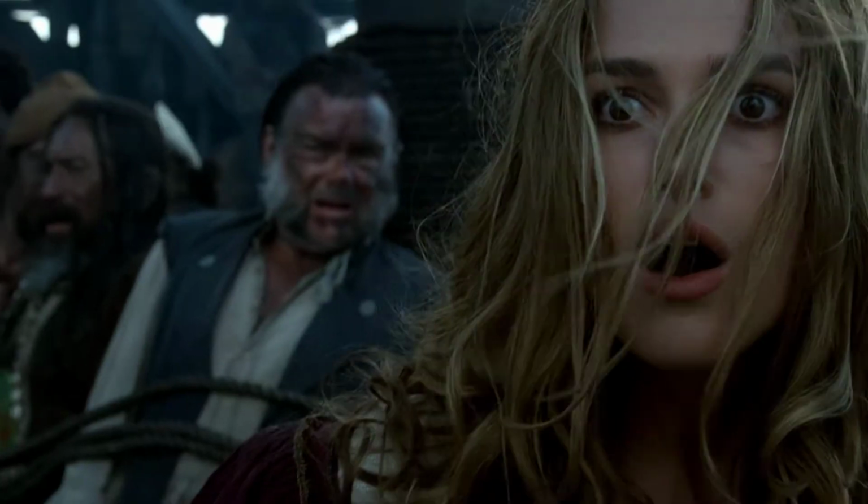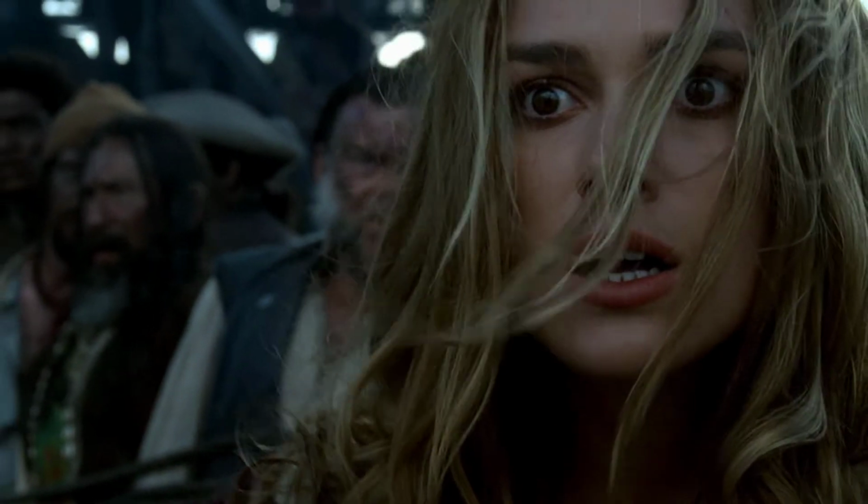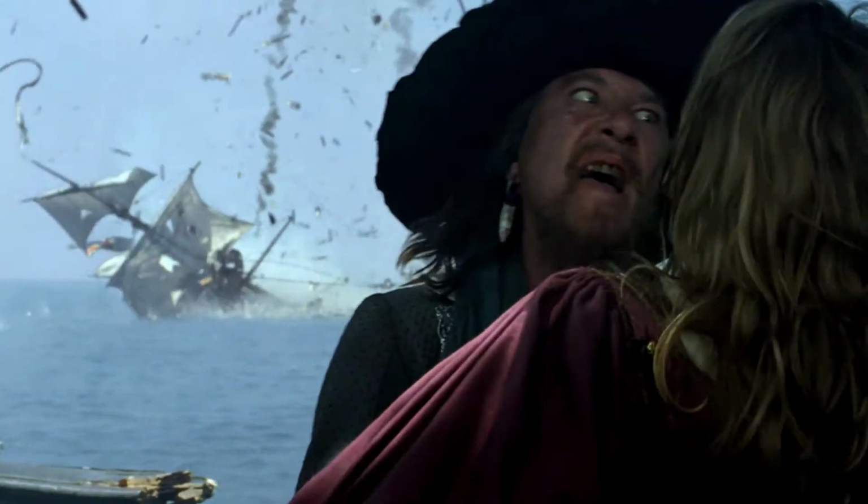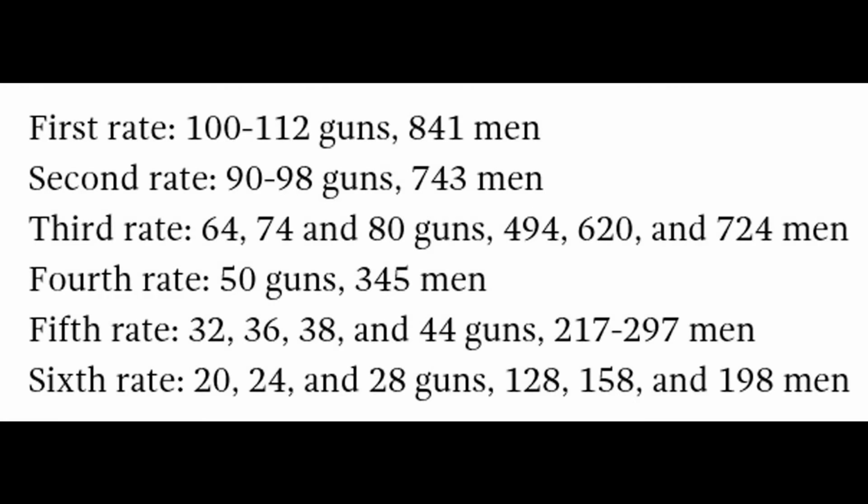I've got a handy little chart that includes the officers, seamen, and boys, and servants and the count of men who are aboard. A first-rate ship is going to have somewhere between 100 and 112 guns and 841 men. These are the biggest ships. By contrast, a sixth-rated ship, which is the lowest, is going to have somewhere between 20 and 28 guns and 128 to 198 men. In between those extremes, we have the second, third, fourth, and fifth-rate ships. Anything that had fewer than 20 guns, which is the sixth-rate ship, was not considered a rated ship.